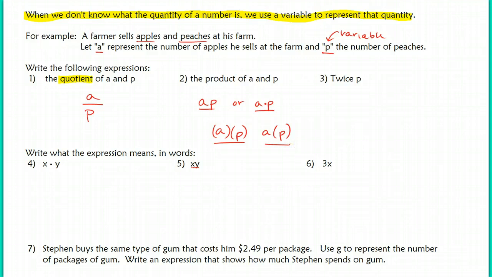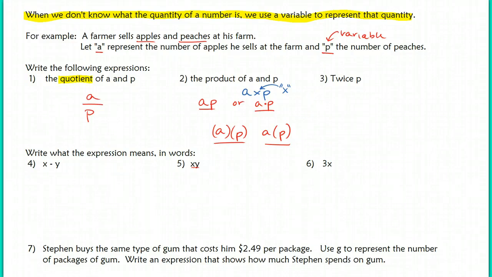Now the reason why I did not use one where I do A times P like this is because this can be confused for the variable X, right? So when we write stuff with variables, we don't want to use the old school multiplication sign. That would be wrong, okay?